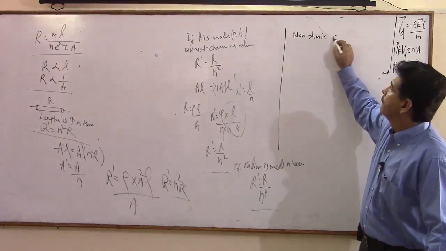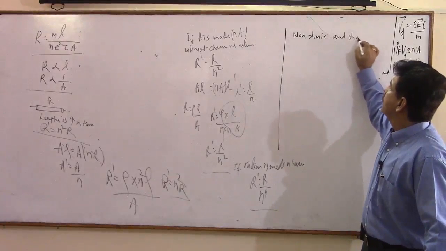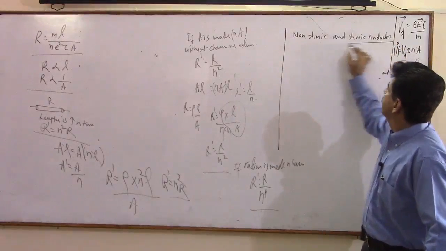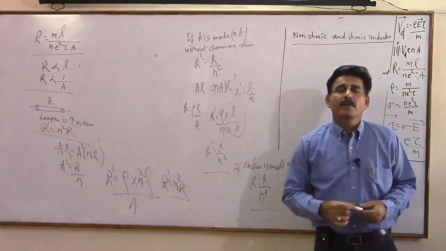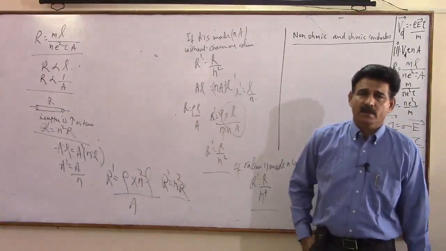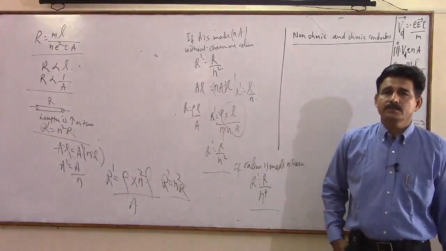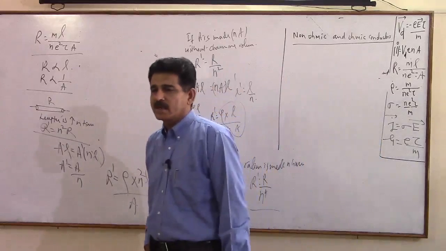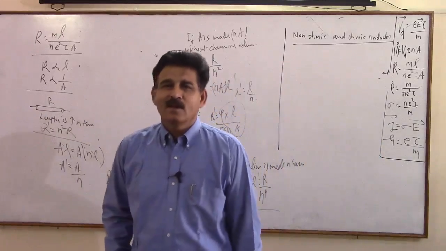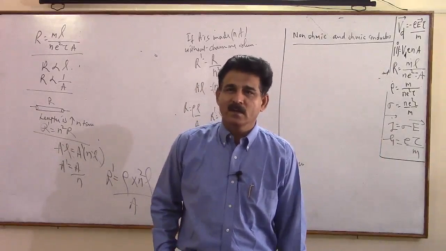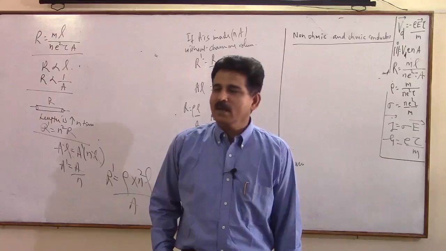2 minutes, I will just talk about this non-ohmic and ohmic conductors. What we mean by non-ohmic conductor and ohmic conductor, इसके बारे में हम बात करते हैं. दोनों में क्या फर्क होता है? Mostly people will say the same thing. One which follows Ohm's law is ohmic, and which doesn't follow Ohm's law is non-ohmic. Very good. It is not like that.